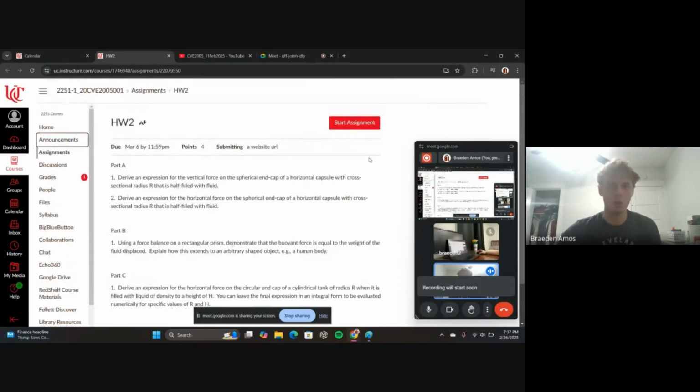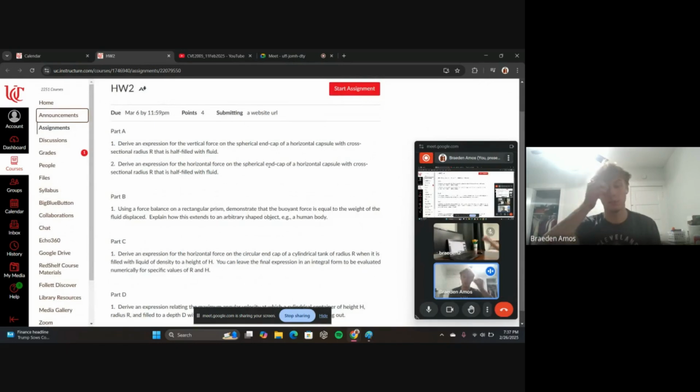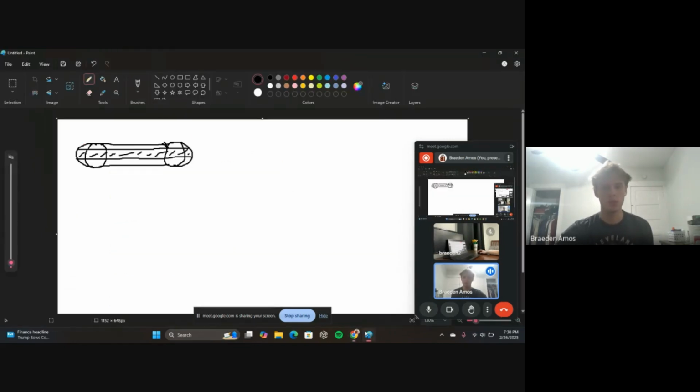This is homework 2, part A1. So for this one, we need to derive an expression for the vertical force on the spherical end cap of a horizontal capsule with cross-sectional radius r that is half filled with fluid. So this one's pretty simple. So first I drew the cylinder.